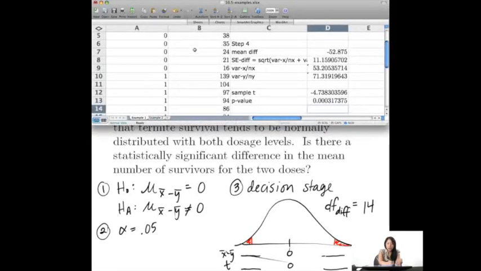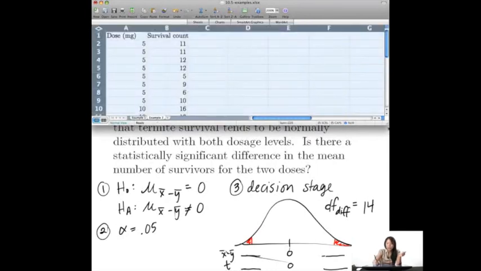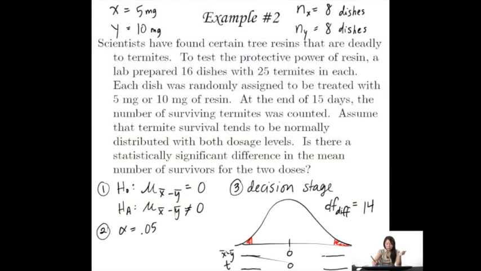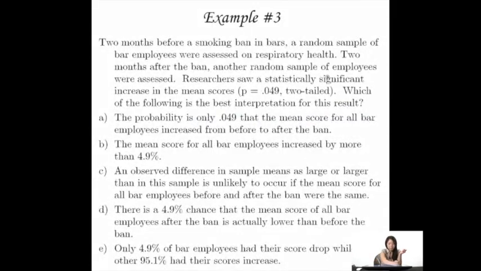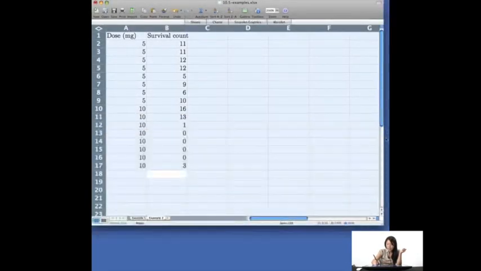Okay, so if you go to example two, you'll actually see the data. Oh, sorry, one second. Okay, you'll actually see the data here.